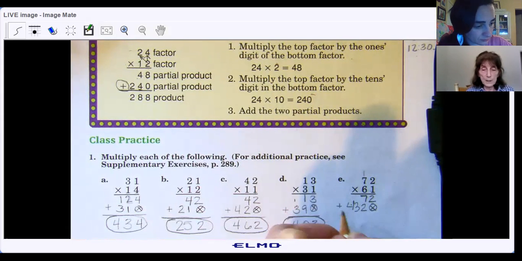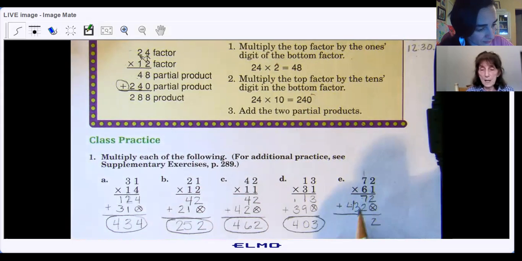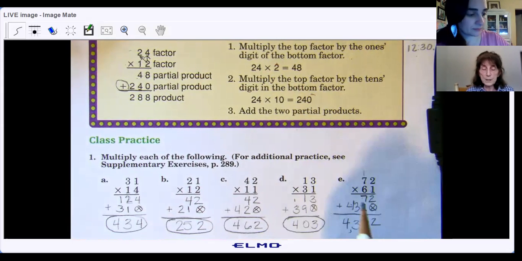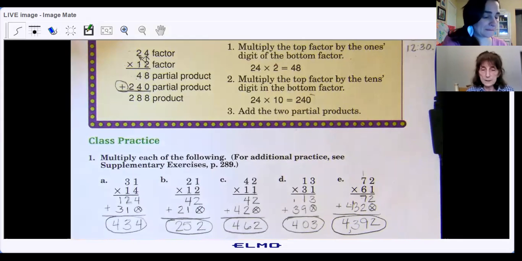There you go. And then you're going to add. All right, 2 and nothing is 2. 7 and 2 is 9. And 3 and nothing is 3. And 4 and nothing is 4. So your answer is 4,392, your final product. All right, good job, guys.